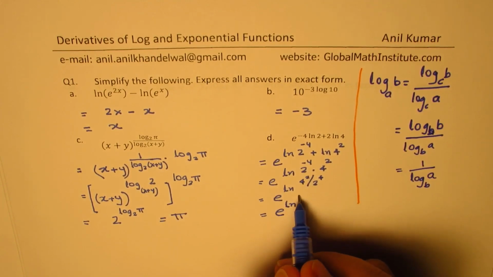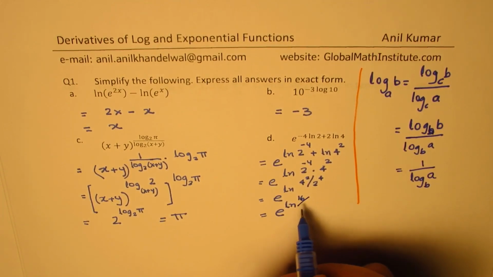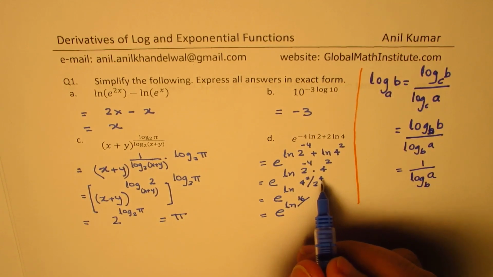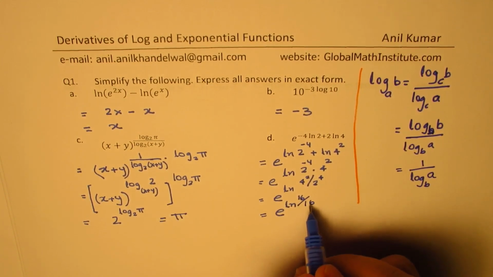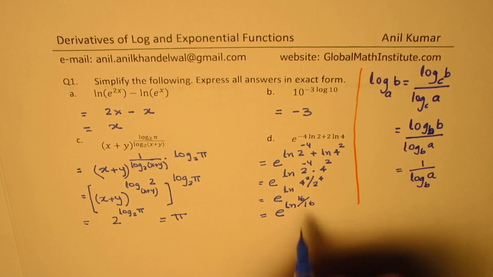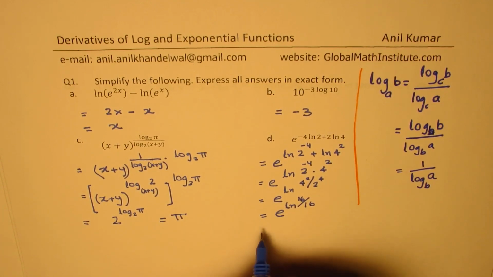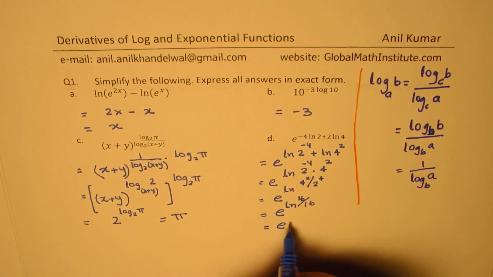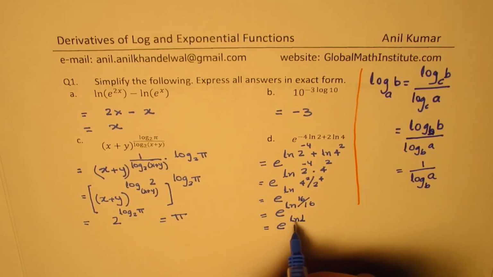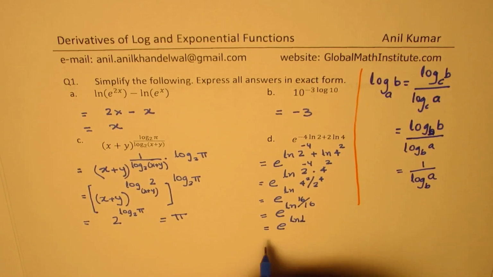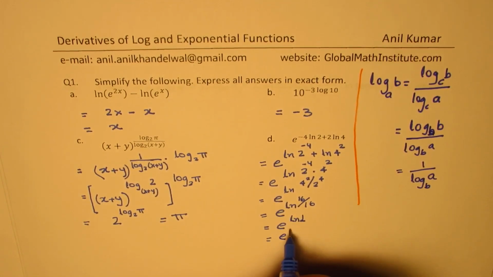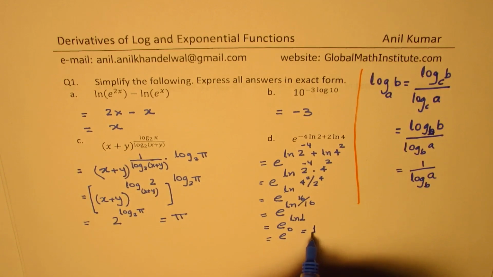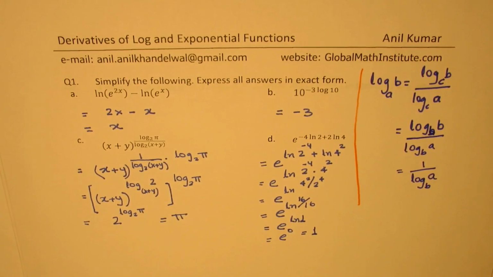4 squared is 16 over 2 to the power of 4, which is also 16, right? So it is 1, right? So what we get here is e to the power of ln 1. Now ln 1 is 0. So we could write this as e to the power of 0, which is equal to 1. You could do it like this.